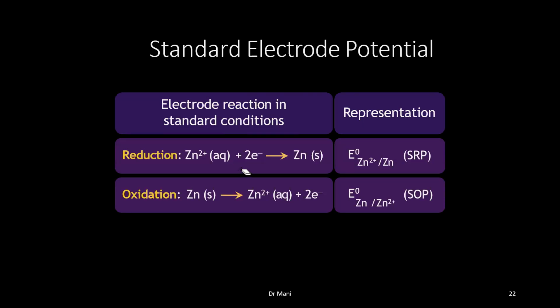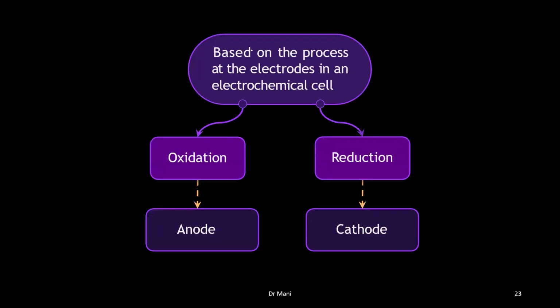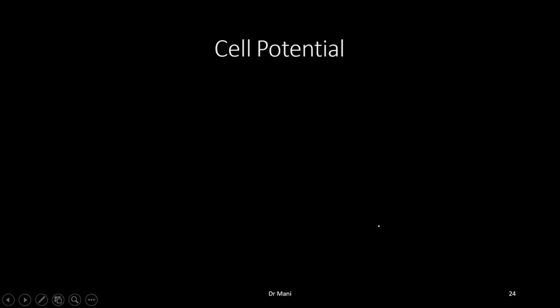Why should you guys be tired? Next one, electrode reaction. So this is the overall thing. See, how many times we see the same thing, reduction, oxidation. It's the same thing only, just understand. Electrode reaction in standard conditions, based on the process at the electrodes in an electrochemical cell: oxidation, reduction, anode, cathode. So remember, next one is cell potential.